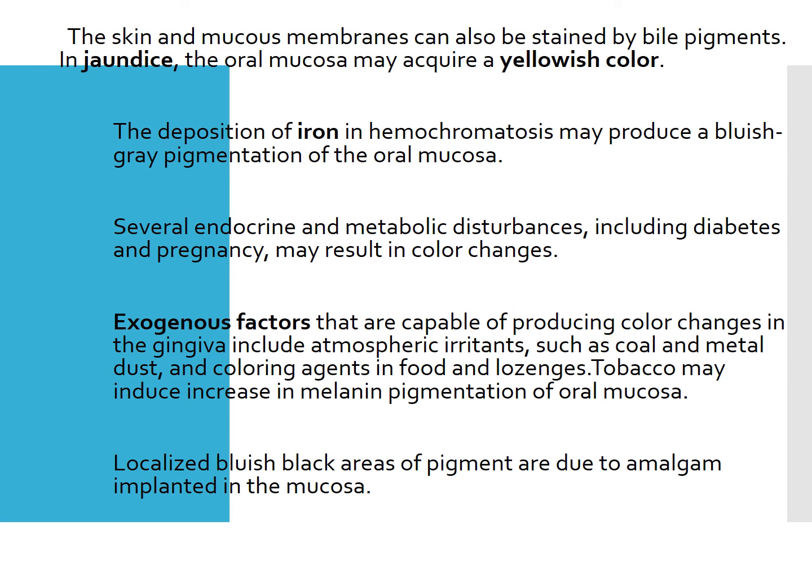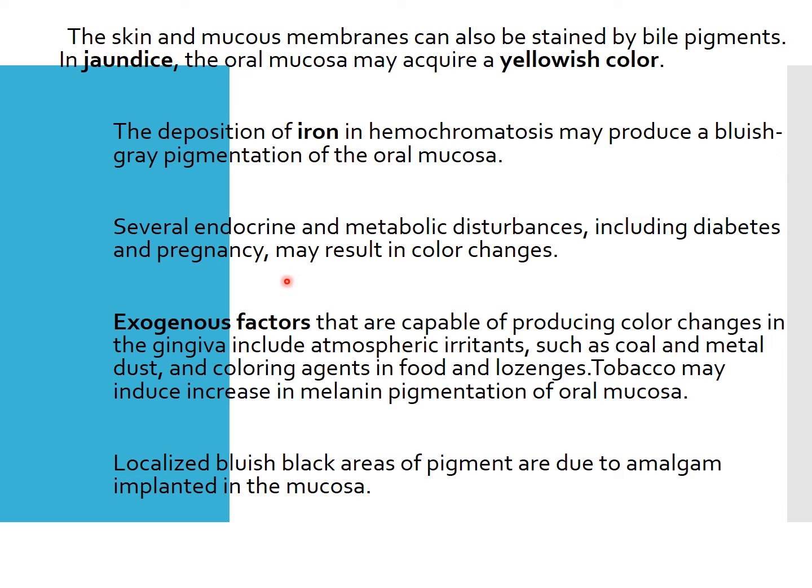Coming to the bile pigments, an increase in bilirubin can be seen in jaundice, and the oral mucosa may acquire a yellowish color. The deposition of iron in hemochromatosis may produce a bluish gray pigmentation of the oral mucosa. Moreover, several endocrine and metabolic disturbances, such as diabetes and pregnancy, may also result in color changes.